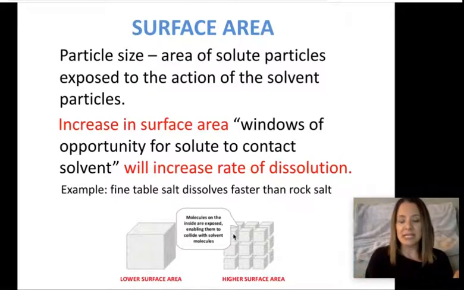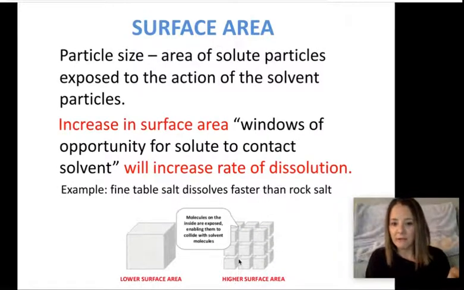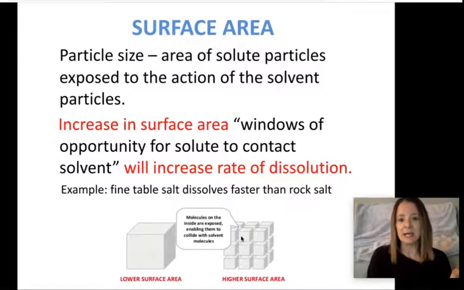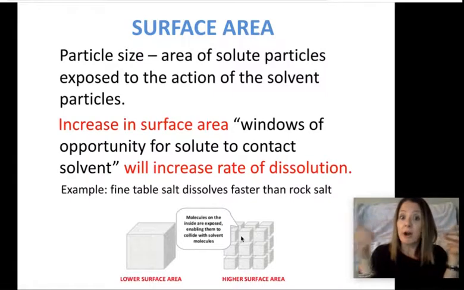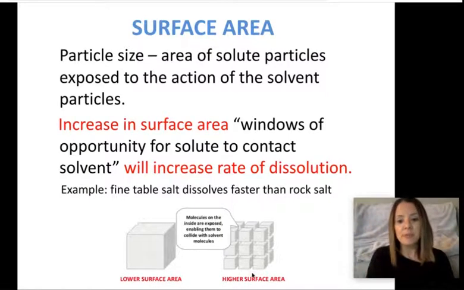Here, if you were to take a look at all of these cubes, you would do 6 times the number of cubes that we have here. So 3, 6, 9, 12, 15, 18. 18 times 6, whatever that is. That's how many windows of contact you can have between the solute and the solvent. So this would be considered higher surface area.